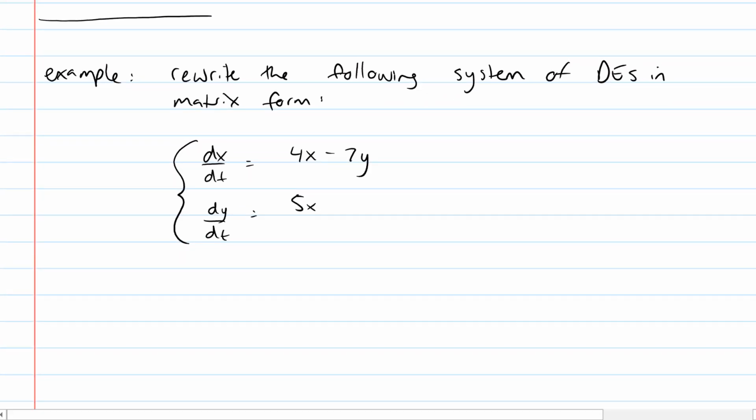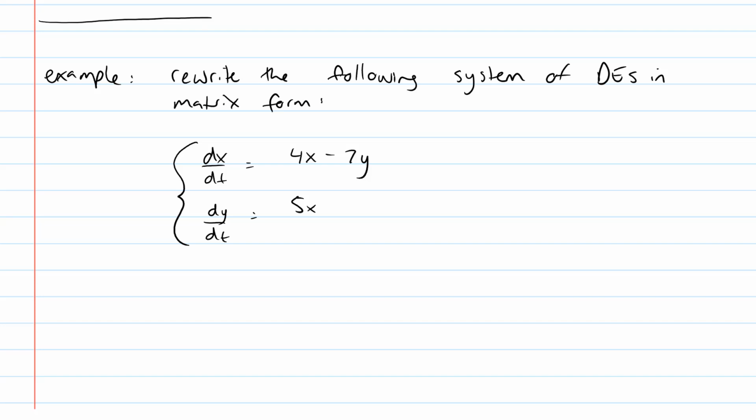I have already written out our first example. Example: rewrite the following system of differential equations in matrix form. So we've got a system here where dx dt is equal to 4x minus 7y, and dy dt is equal to 5x. So let's start writing our answer.